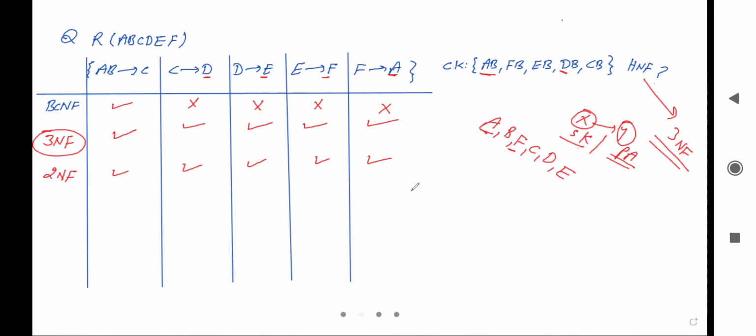When will partial dependency occur? On the right-hand side there will be a non-prime attribute, and a proper subset of the candidate key derives it. That means a proper subset of candidate key that derives the non-prime attribute, right, then it becomes the partial dependency. So in this case there is no chance of partial dependency, right. So here we can say it is in 2NF. And what about 1NF? Definitely it is in 1NF also because no multivalued attribute.